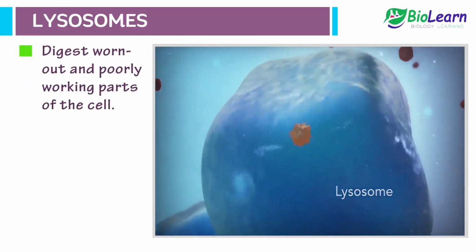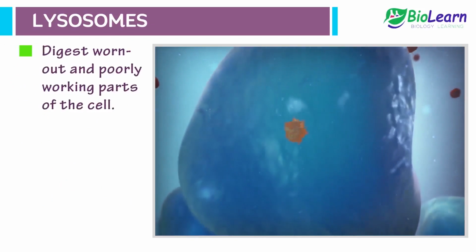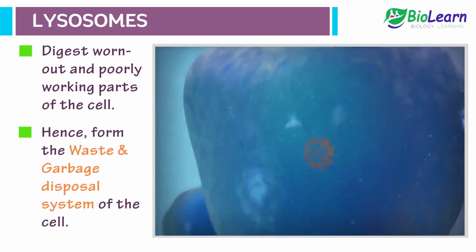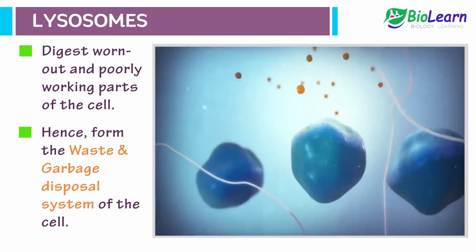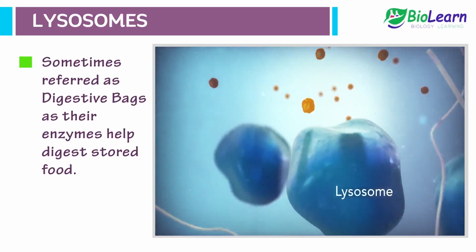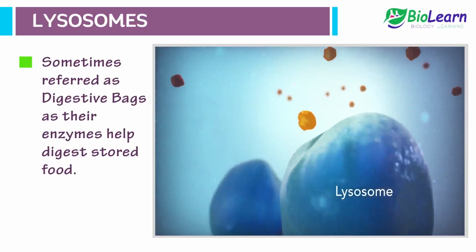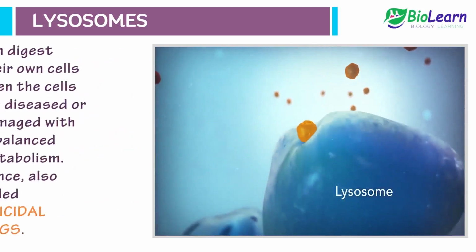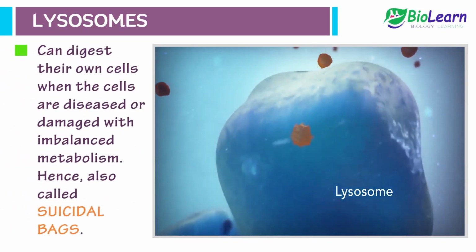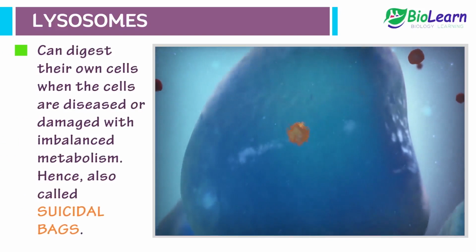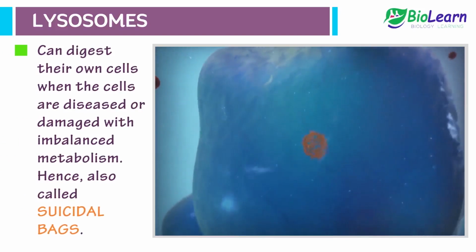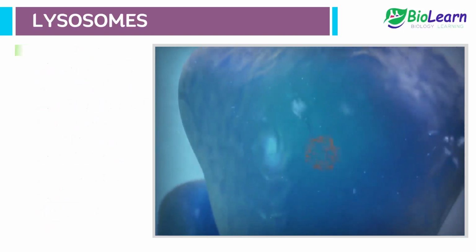They also break down worn out and poorly working organelles and digest them. Hence, they are the waste or garbage disposal system of the cell. They are also referred to as digestive bags because their enzymes help in the digestion of stored food. Lysosomes also digest their own cells when the cells are diseased or damaged with poor oxygen supply or improper metabolism. Thus, they are also called suicidal bags of the cell.